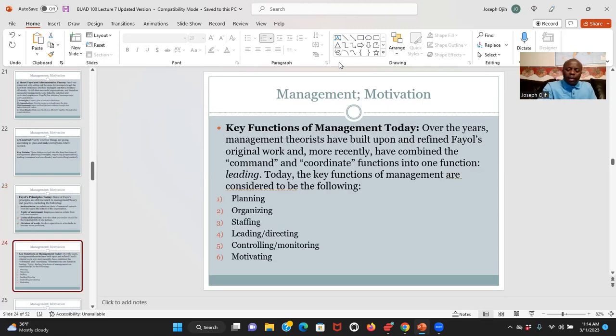Having given you this background, we are now ready to take a look at the functions of management today. As I noted, in the past, management theorists have built upon and refined the work of Fayol, and then have combined the command and the coordinate function into one function, which is the leading function.